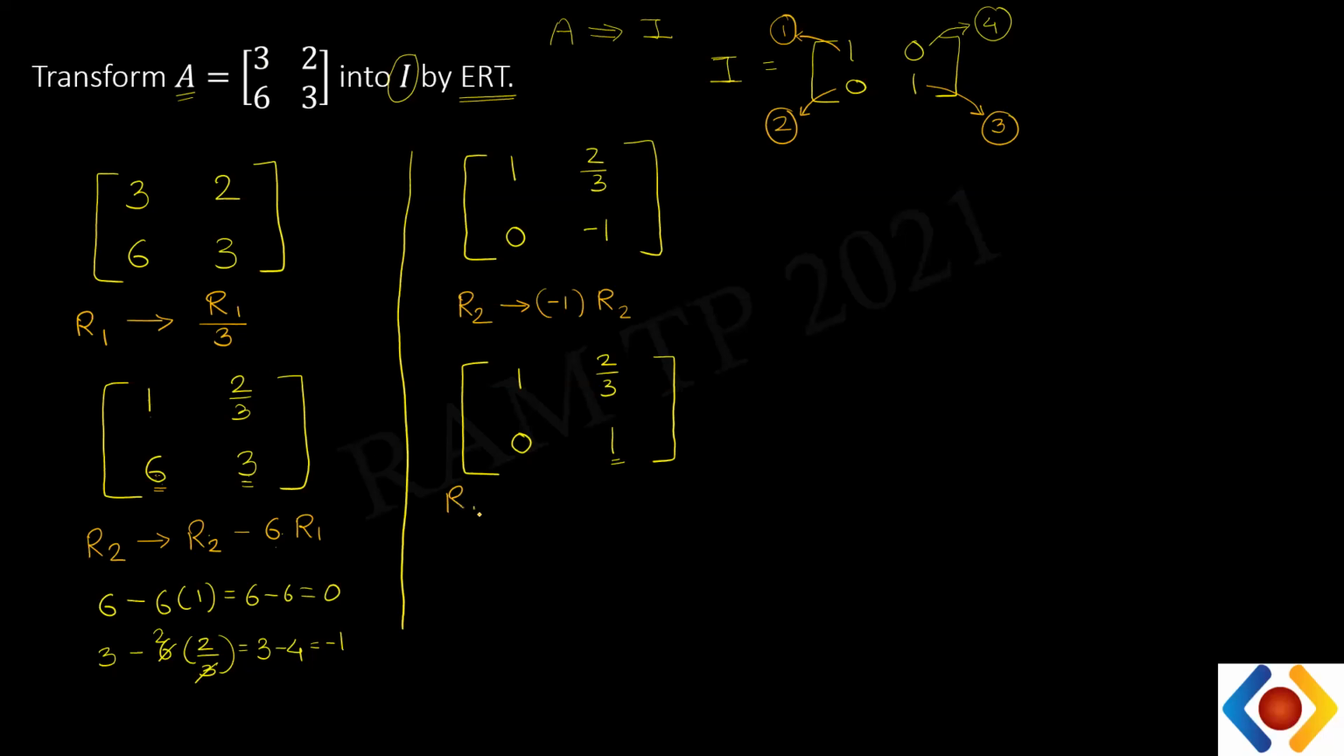So R1 we are transforming to R1 minus 2 by 3 of R2. Yes, R2, right? Okay, let's go step by step.